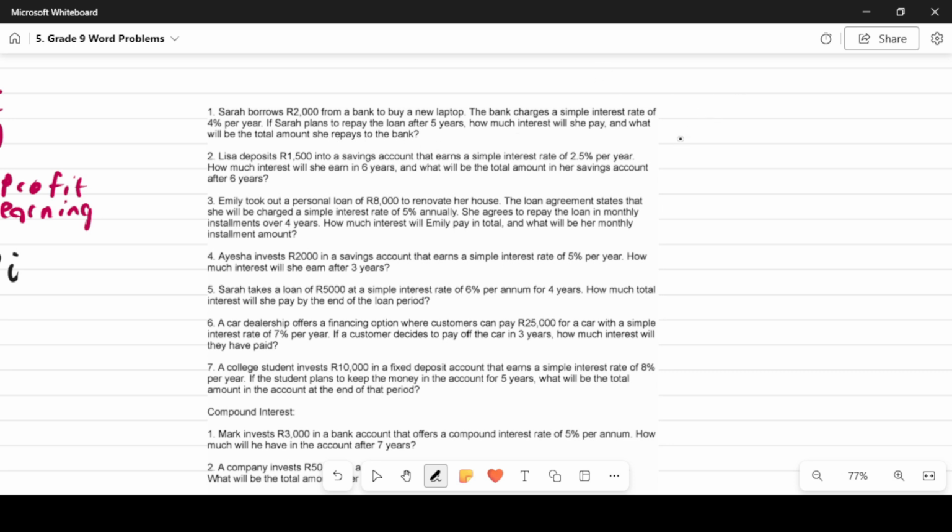Now I could solve this in one of two ways. See, the interest amount, just the interest, they're talking about only the interest, is equal to P times I times N, which is equal to 2,000 Rand into interest is 4%, so that's 4 over 100 multiplied by 5.